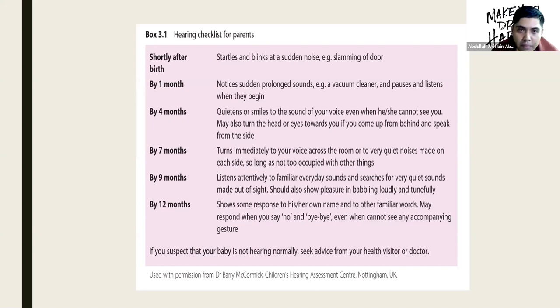So this table is important for the parents, because if at any point in these months you notice the baby is not doing what we expect, for example at 9 months, listening attentively to familiar sounds, or by the end of 12 months, responding when we say no or bye-bye, but at 12 months he cannot respond to that, it may show that the development of hearing has some problem.